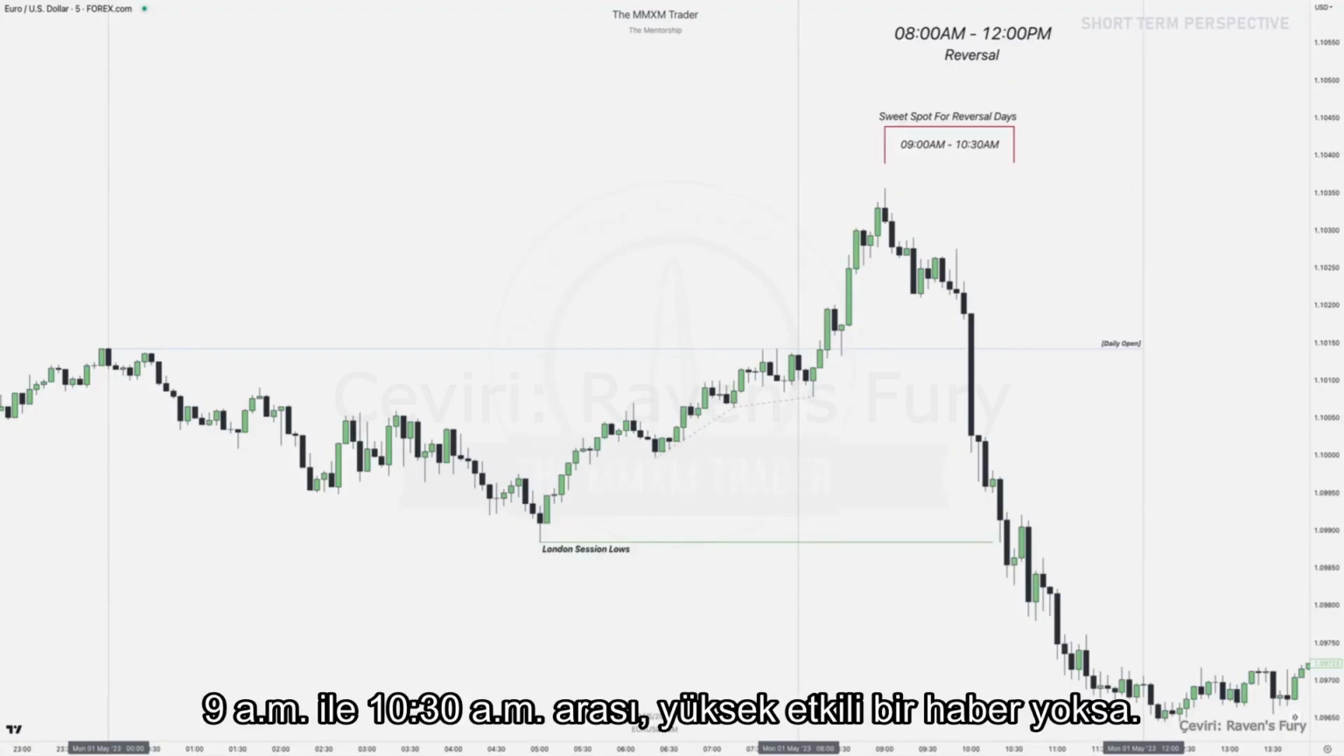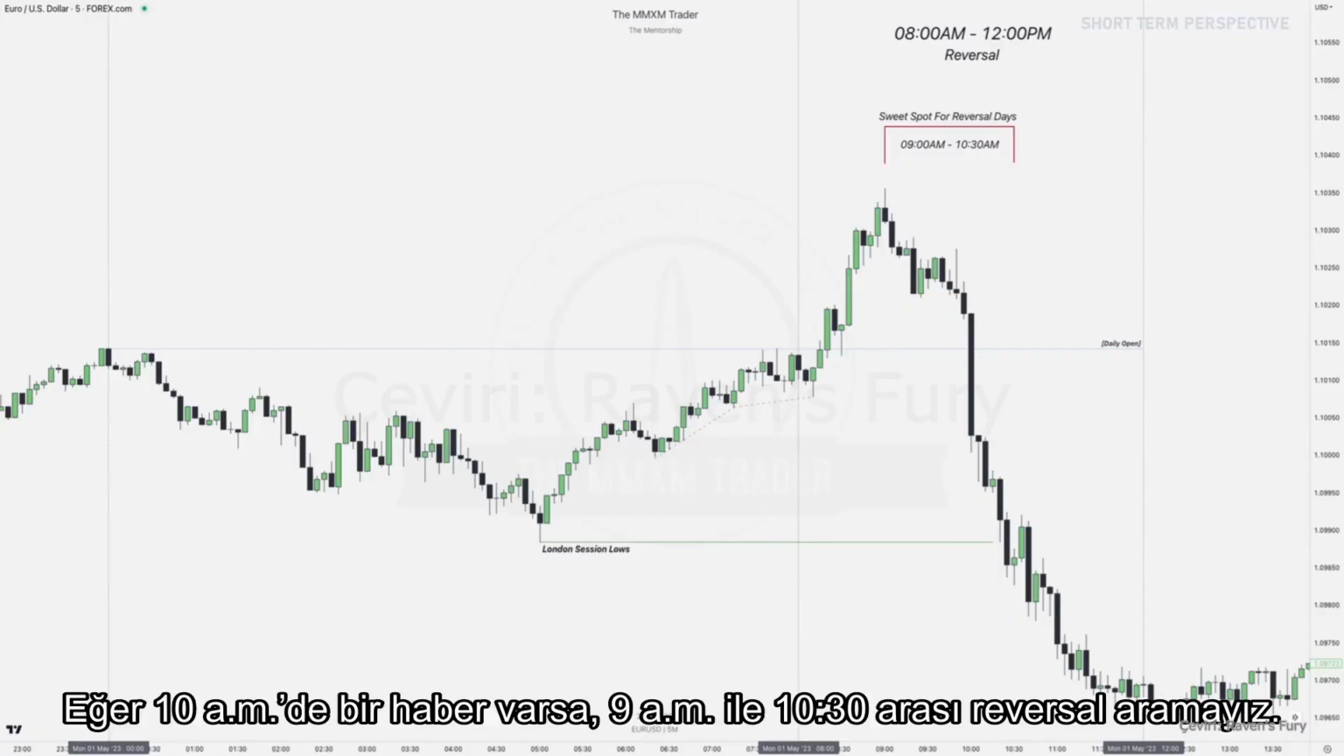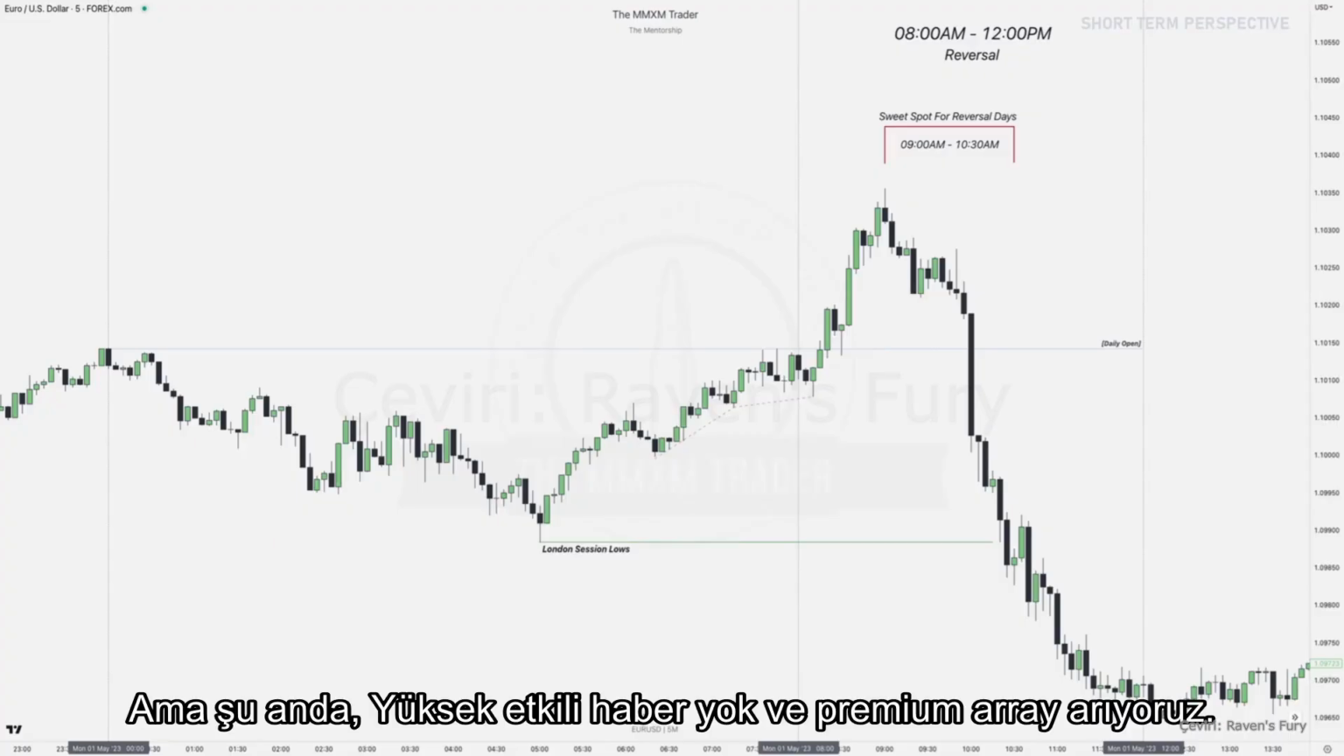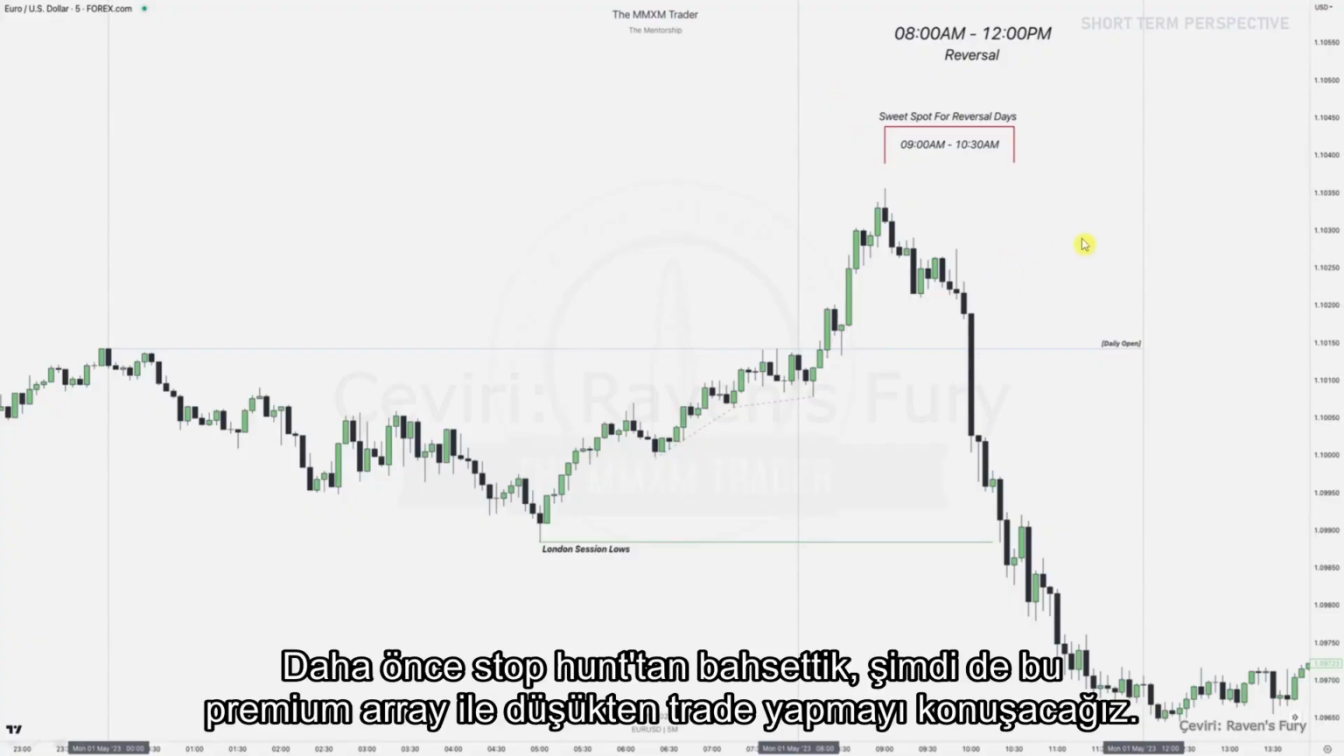9 a.m. to 10:30 a.m. Unless there is a high impact news event, right? If there's a news event at 10 a.m., we don't look for this reversal at 9 or 10:30. We wait for news to pass and then we look for that setup at 10 a.m. to 12 p.m. But right now we have no high impact news and we're looking for a premium array, right? So we discussed a stop hunt earlier and now we're going to discuss this premium array trading lower.